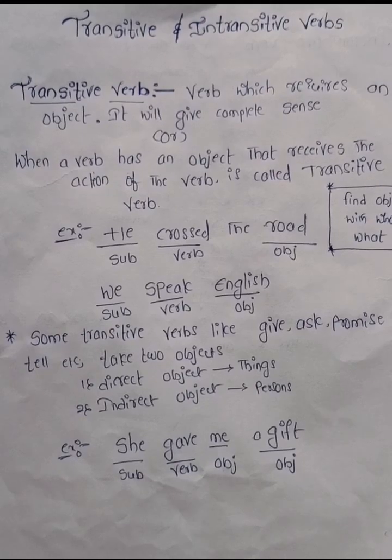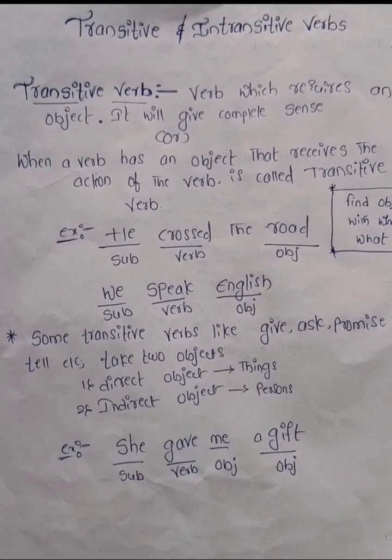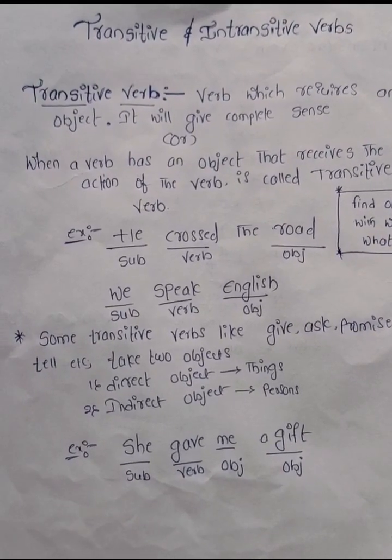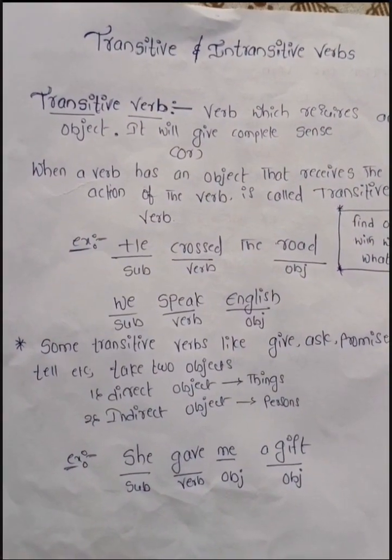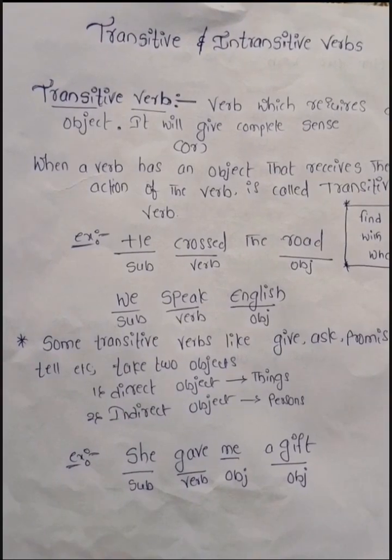Let's practice transitive and intransitive verbs with me. What is a verb? A verb expresses an action which is done by a noun. Basically, there are two types of verbs. The first one is transitive and the second one is intransitive.